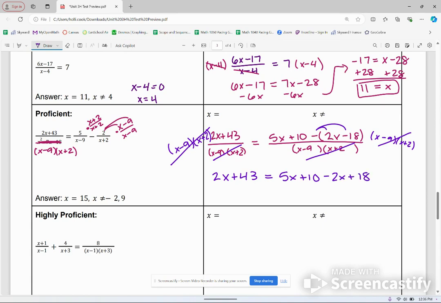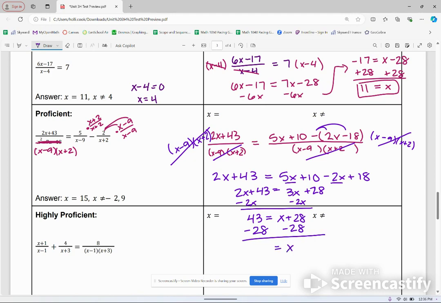All right, and then we just solve again. So on the right side over here, 5x minus 2x is 3x. 10 plus 18 is 28. 2x plus 43. All right, and then I'm going to go minus 2x. 43 equals x plus 28, minus 28. And that gives us, what is it, 15. Okay, so x equals 15.